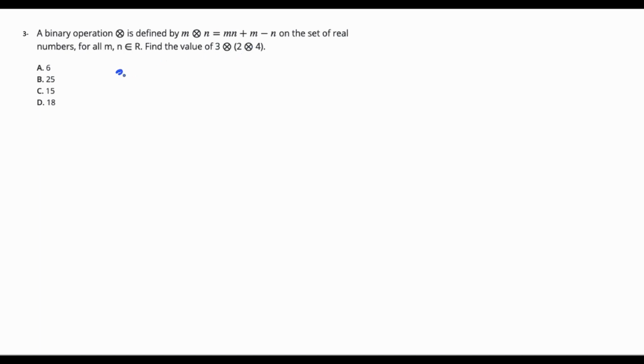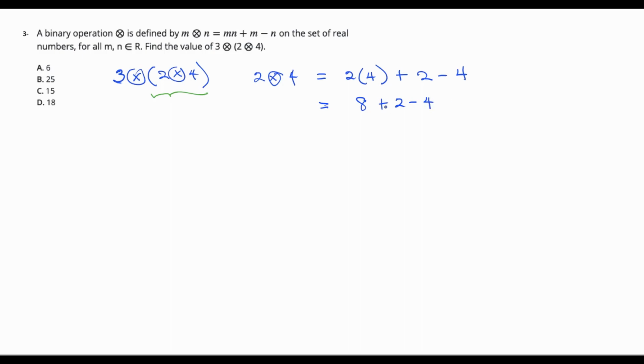Now if we have 3 operation 4, I'll suggest that we start by solving what we have in the bracket first. If we do that, we have that 3 operation 4 is equal to mn, that is 3 multiplied by 4, plus m minus n, that's 3 minus 4. So this will be equal to 3 multiplied by 4 is 12, plus 3 minus 4. 12 plus 3 is 15, and 15 minus 4 equals 11. So now we know that this is equal to 11.